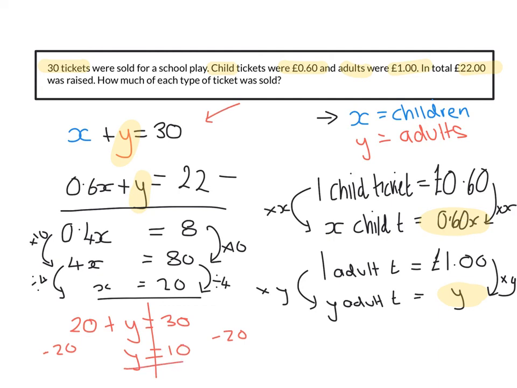So let's just go back, because we haven't finished the question yet. We said earlier that x represented the number of children that were there. So there's 20 children. And then y represented the number of adults. So there's 10 adults.